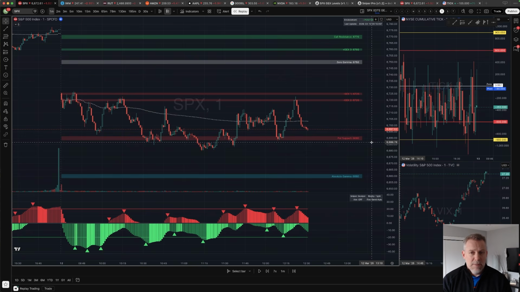These SPX levels are updated every single day, 2 times a day, once before the market opens, and again at about 1:30 Eastern time. And I use these as I trade and make trades as support and resistance levels where the market is going to change direction because market makers are hedging.